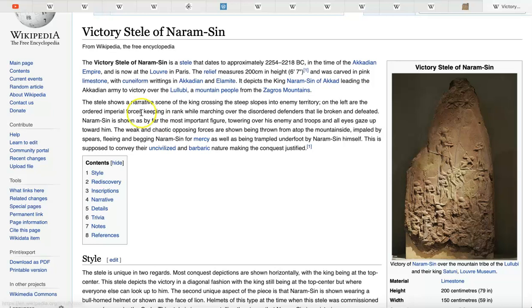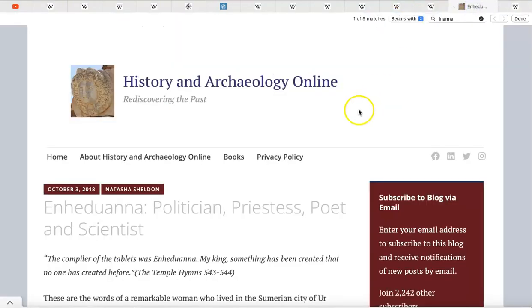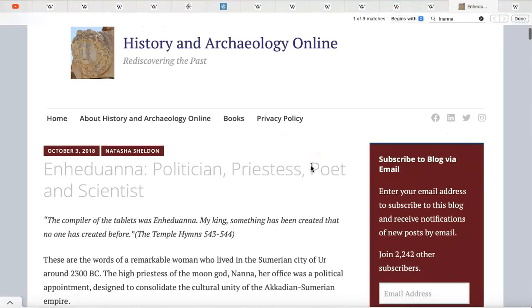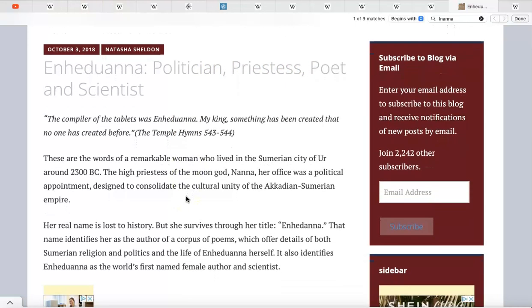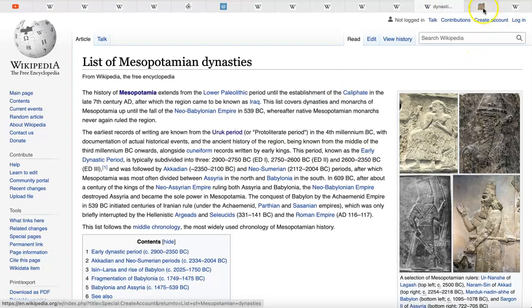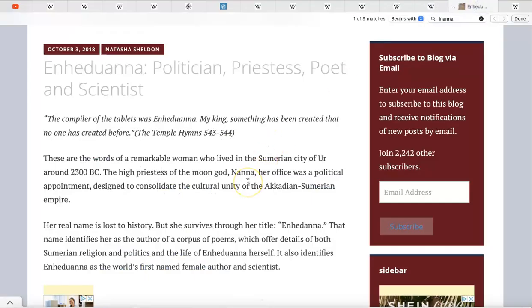So, oh my goodness, I've been talking for 1 hour and 16 minutes at this point. Did I forget something? Oh, yes, I did. This. I'll put this up too. Inhidwana, politician, priestess, poet, and scientist. Okay. Why did I put this here? And I'm glad I didn't forget about this. I almost did. It's one of my few non-Wikipedia links.